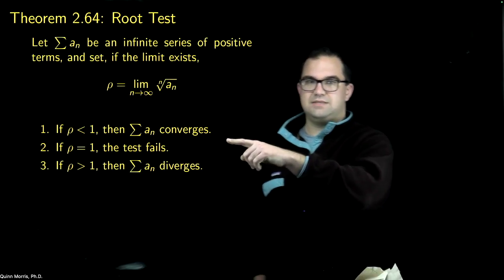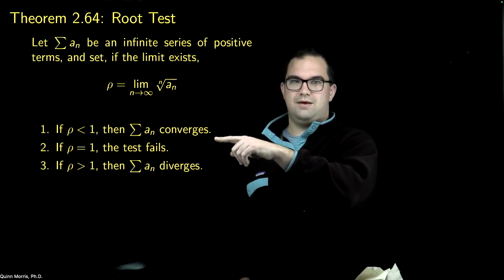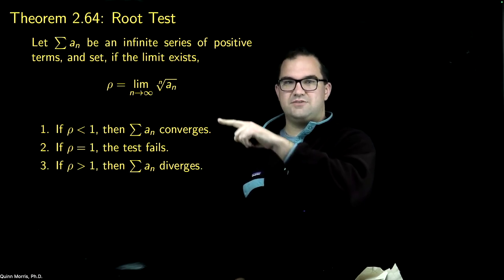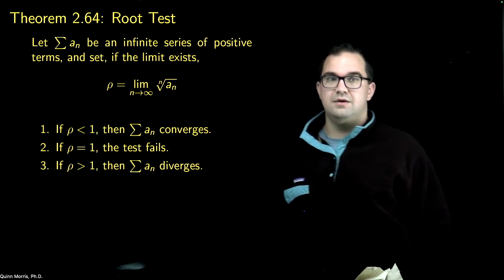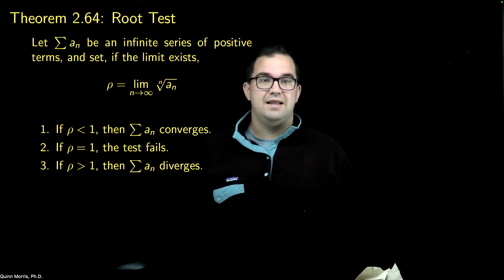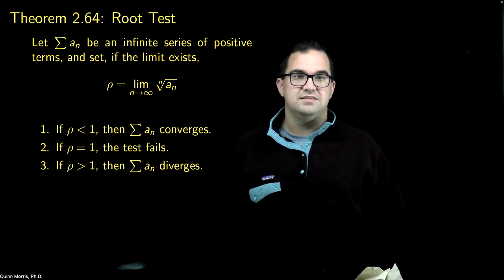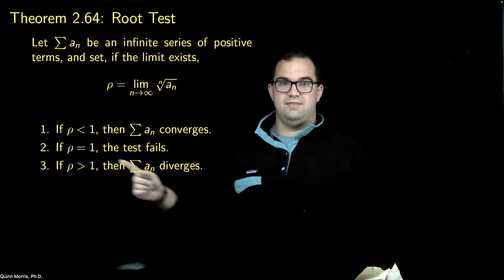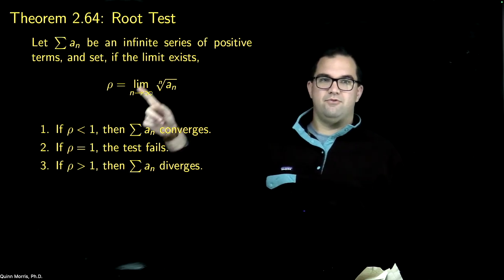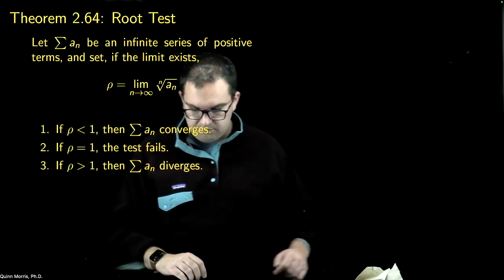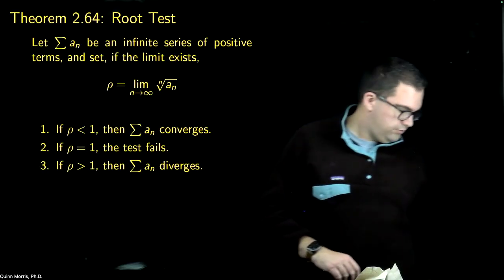Now, this theorem says, and again, it looks sort of similar, but it's different, obviously, than the ratio test. So if this value rho is less than 1, the series converges. If rho is equal to 1, the test fails. And if rho is greater than 1, then the series diverges. So again, these conditions on rho and the resulting conclusions look the same. However, what rho actually is is something slightly different. Okay. So let's conclude this video by proving the root test.